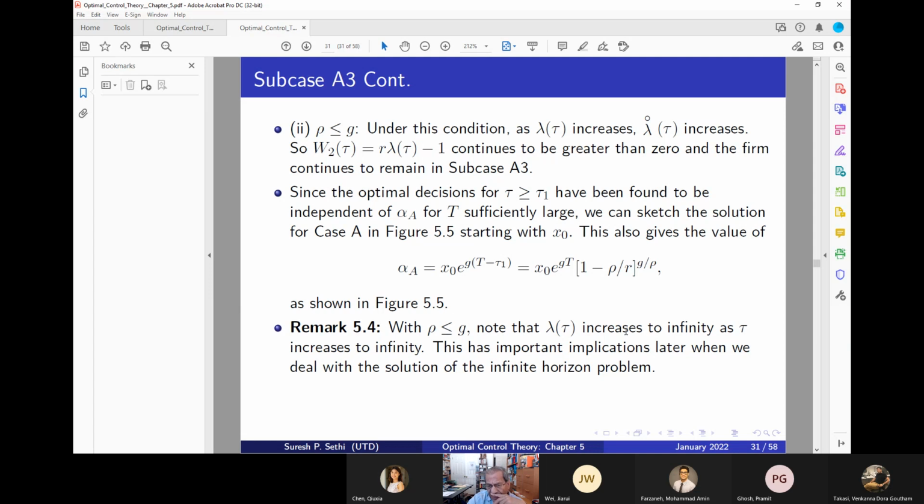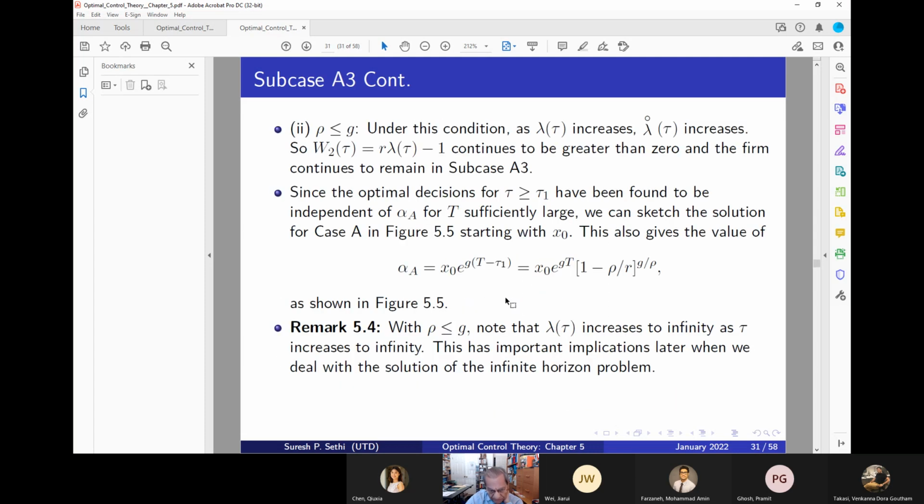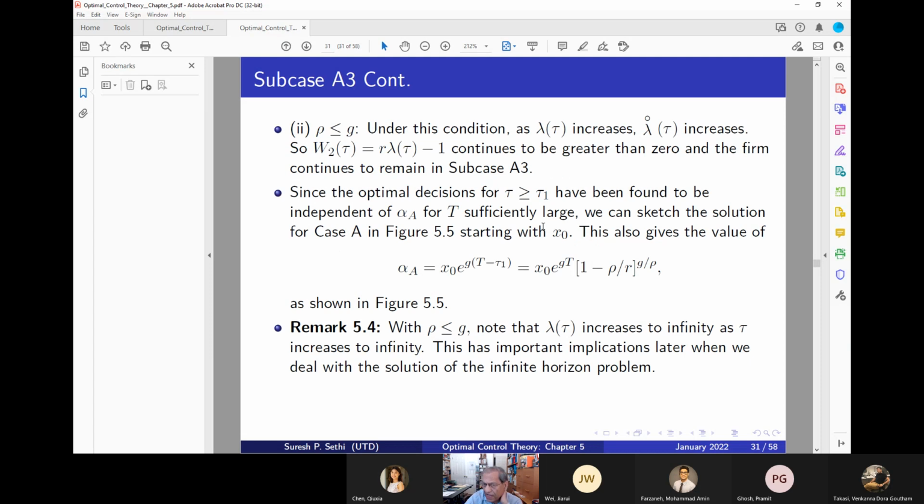And if rho is less than g, lambda tau increases to infinity as tau goes to infinity. We will see what implication that has when we solve for infinite horizon problems. Right now it's finite horizon problems, so both cases, rho less than g and rho bigger than g, are covered. This is the rho less than g case, this is the rho bigger than g case. So in both cases we are done. The problem is solved as far as T is finite. When T is infinity, we will deal with that problem later.